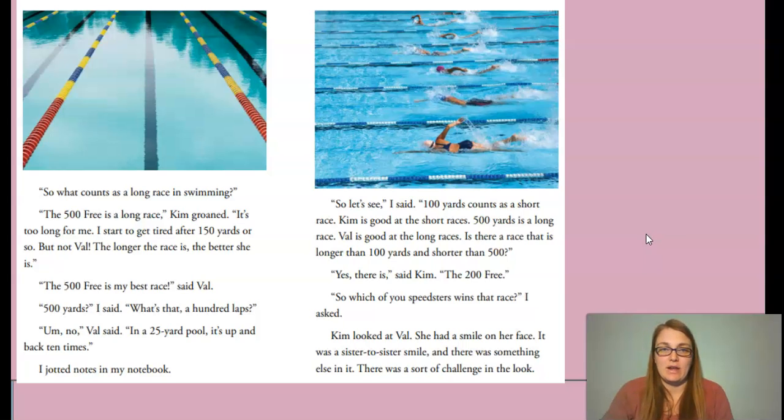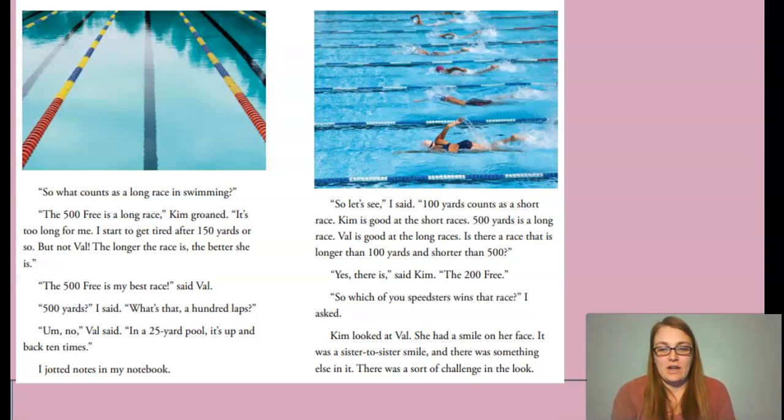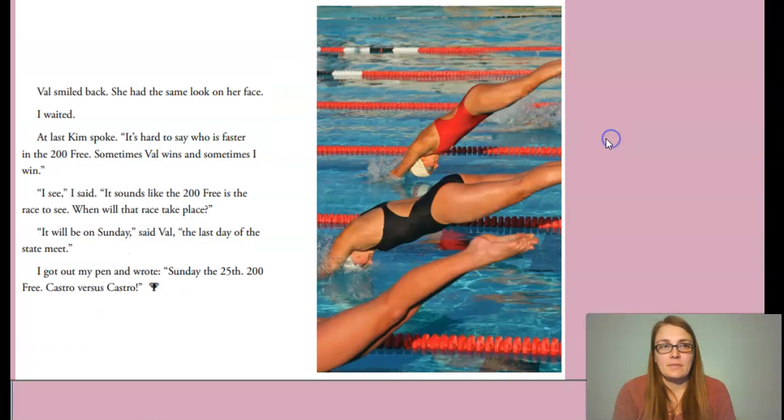I jotted notes in my notebook. So let's see, I said. The 100-yard race counts as a short race. Kim is good at the short races. 500 yards is a long race. Val is good at the long races. Is there a race that is longer than the 100 yards and shorter than the 500 yards? Yes, there is, said Kim. The 200 free. So which of you speedsters wins that race? I asked. Kim looked at Val. She had a smile on her face. It was a sister-to-sister smile, and there was something else in it. There was a sort of challenge in the look. Val smiled back. She had the same look on her face.